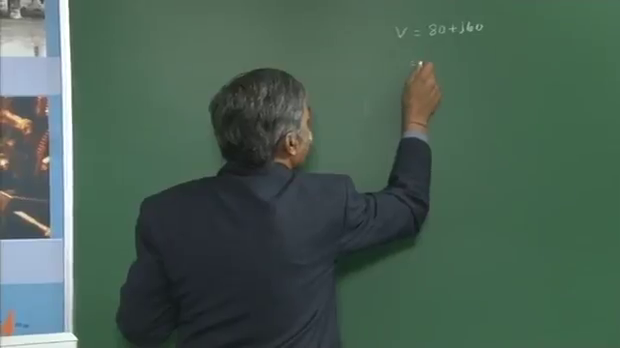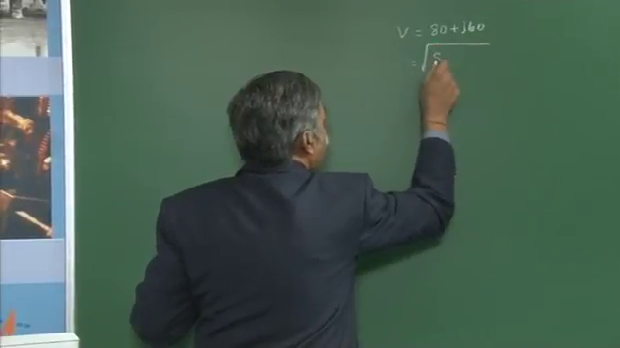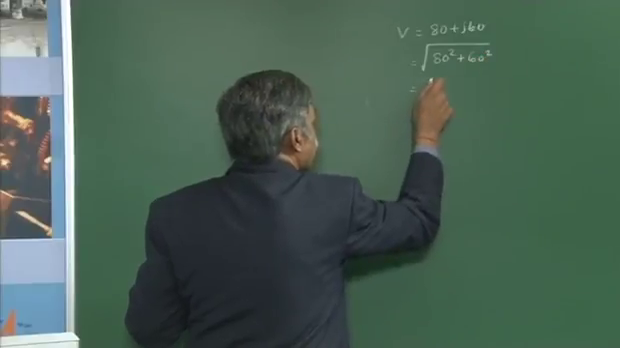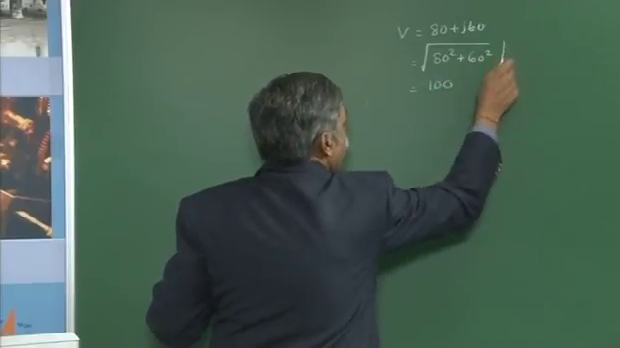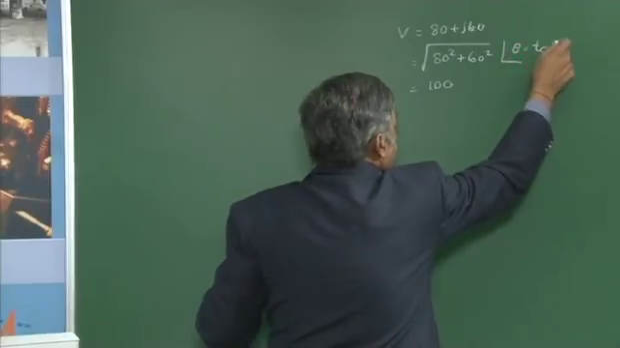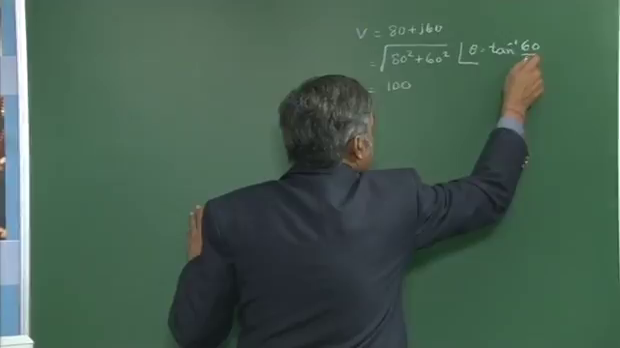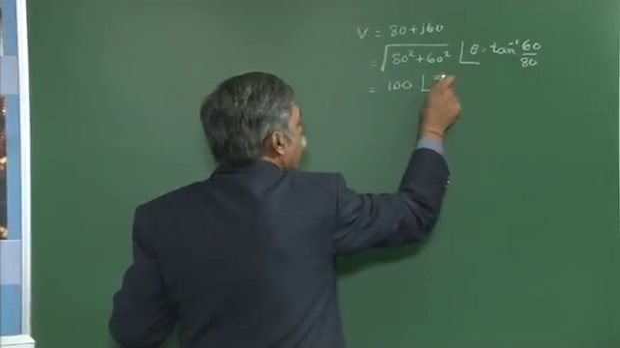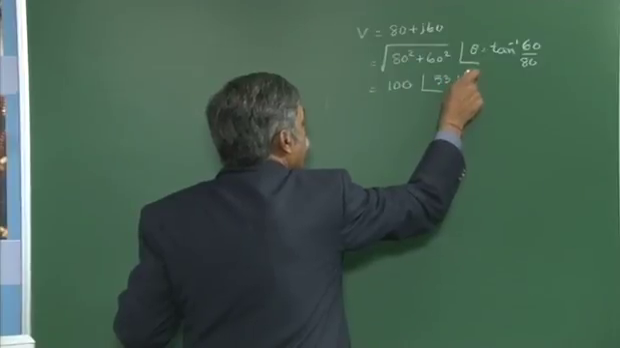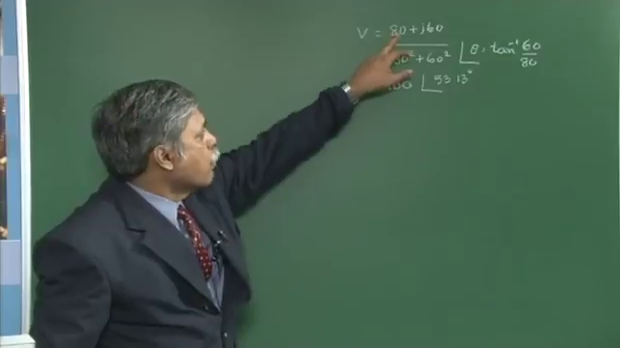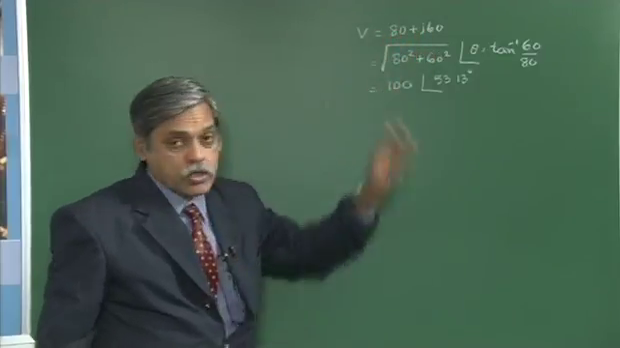Now, the magnitude of this voltage is given by the square root of 80 squared plus 60 squared, which comes to be 100, and the angle theta is equal to tan inverse of 60 upon 80. So that angle will come to be 53.13 degrees. Now, the angle is positive because both the real component and imaginary component are positive.